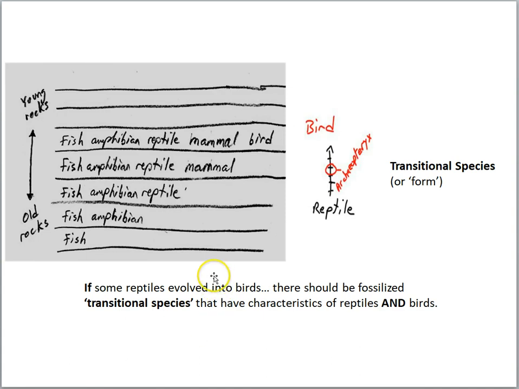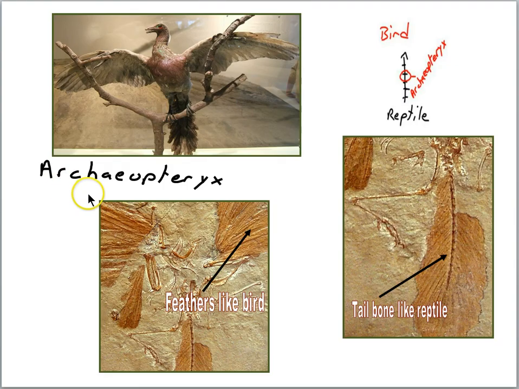Now let's focus in on the reptile-to-bird transition. So if some reptiles evolved into birds, there should be fossilized transitional species that have characteristics of reptiles and birds. And paleontologists call these things transitional species or transitional forms. So if some reptiles really did somehow undergo some major transformation into birds, then if that took a long time, we would expect to find fossils of some of these intermediate types. And in fact, that's just what we find.